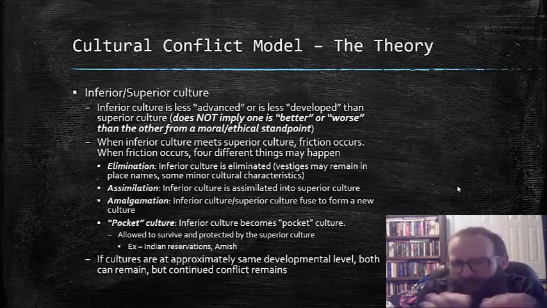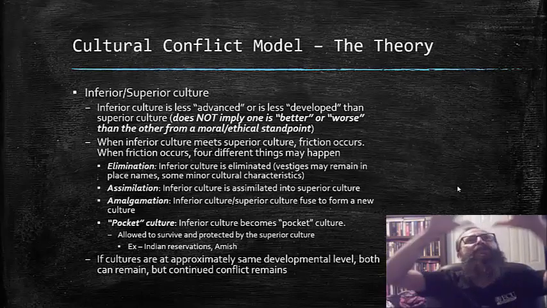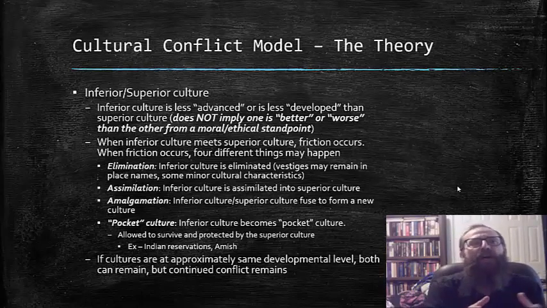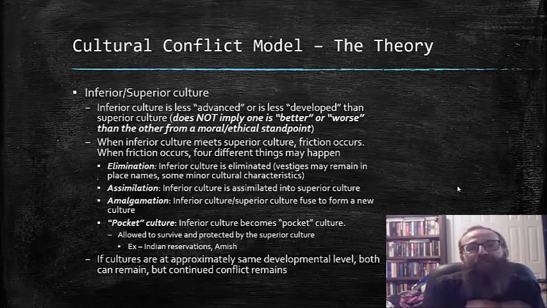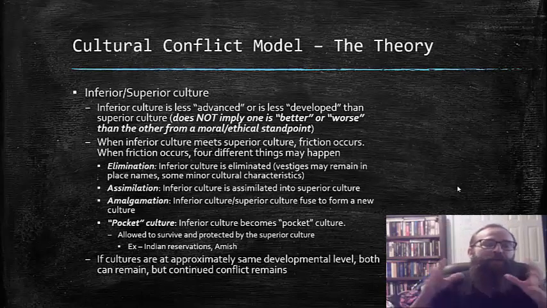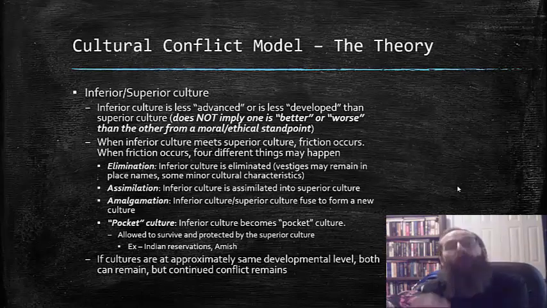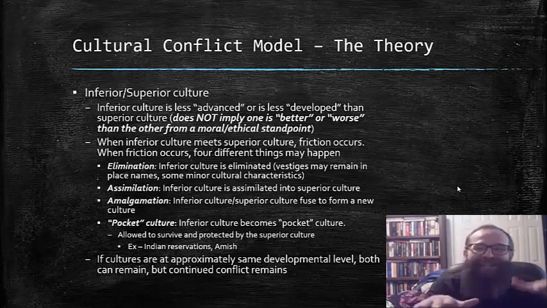Now, for the real nitty-gritty, the nuts and bolts of the cultural conflict model. It's encompassed in this idea of the conflict between what we term inferior and superior cultures. Inferior culture is generally less advanced or less developed than superior culture. Now, this does not in any way imply that one is better or worse than the other from a moral or ethical standpoint. It's simply referring to the relative level of advancement or development between the two.